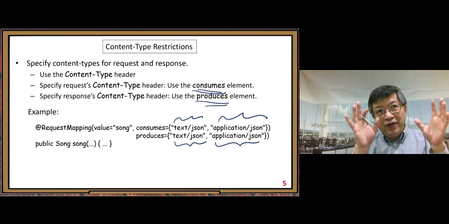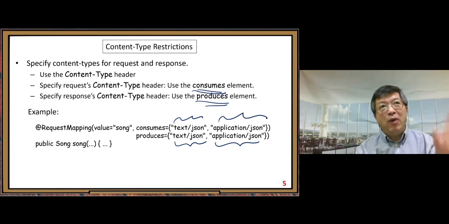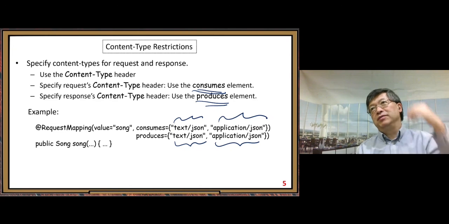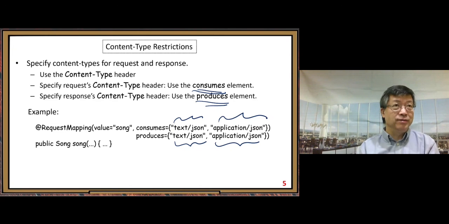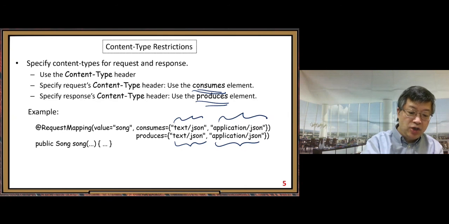So from this video, you can see we add more details in our request mapping annotation, so you can do a lot of things. All right, let me stop here. Our video C.3.